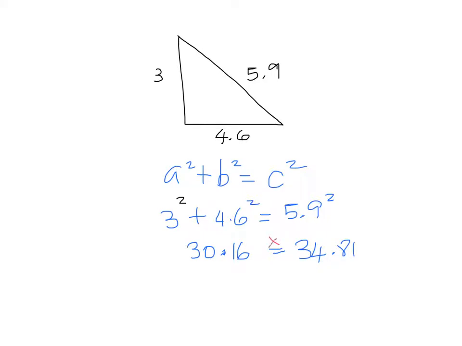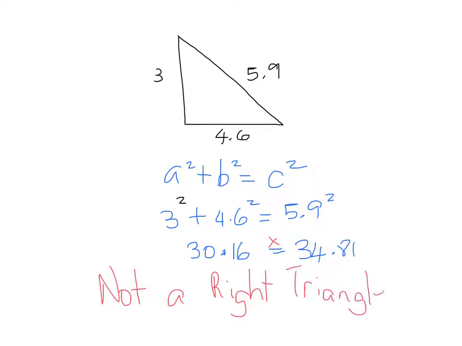Well, obviously, this is not true. And if they feature that screenshot on YouTube, everybody will think I'm crazy. Because 30.16 is not 34.81, which means that this is not a right triangle. And that's how the converse of the Pythagorean theorem works. If they were in fact equal, then you would know that it is a right triangle.